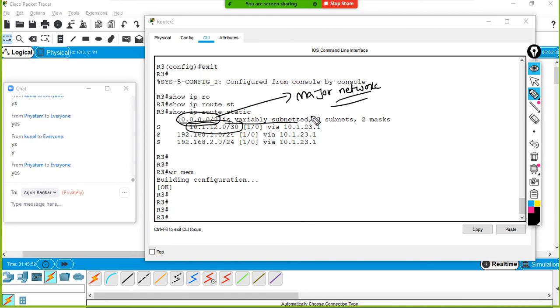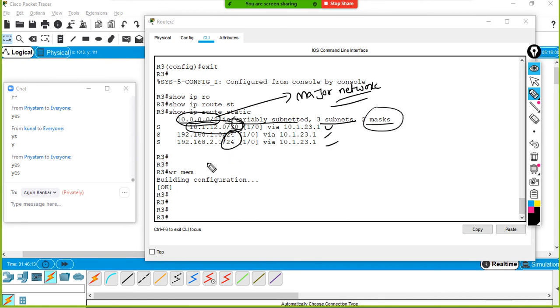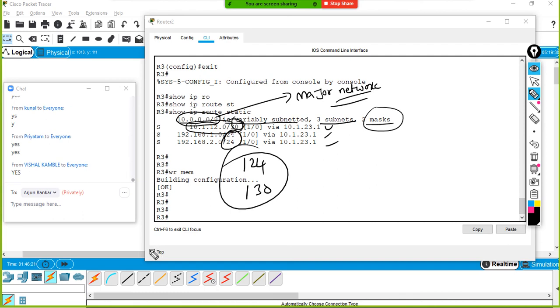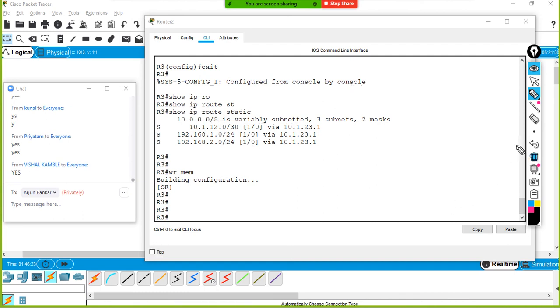Variably subnetted. And after that, are you clear, guys? Everybody understand that? There are 3 subnets. Say yes or no, guys. 3 subnets and 2 masks. So 3 subnets, 1, 2, 3. 2 masks. This is one mask, this is one more mask. Right? /24 is one mask, /30 is another mask. Are you clear? You need to understand, man. This is very important, guys. Let's go and do it now.